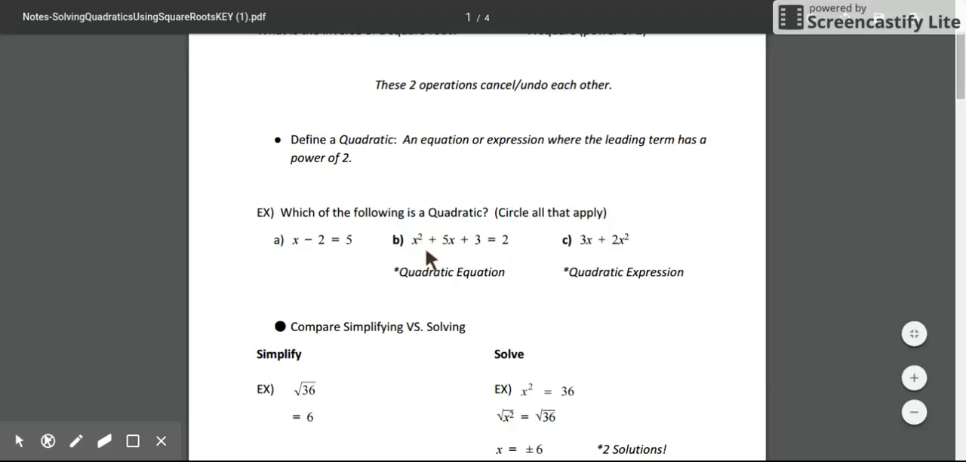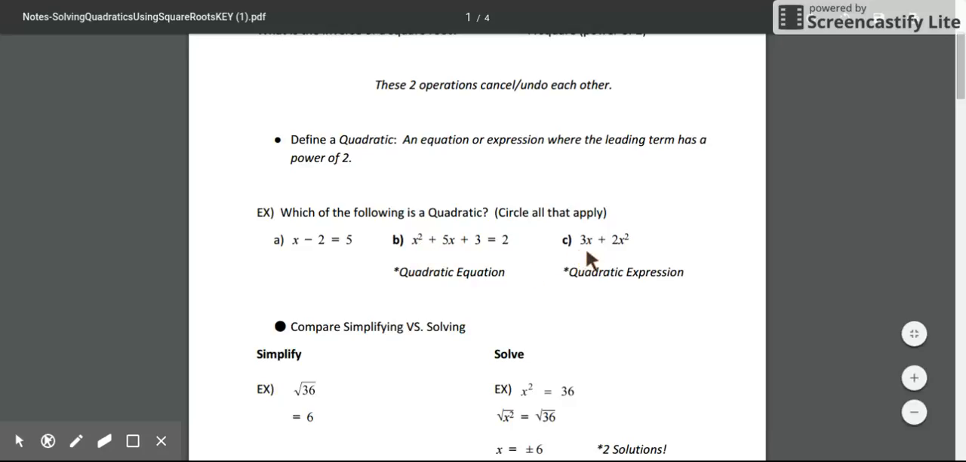We talk about leading terms in terms of their powers. So whatever has the highest power is always a leading term, regardless of what order it starts in. This one was given to us in order of degrees. So it's just a quadratic equation. It's got a term with a square.